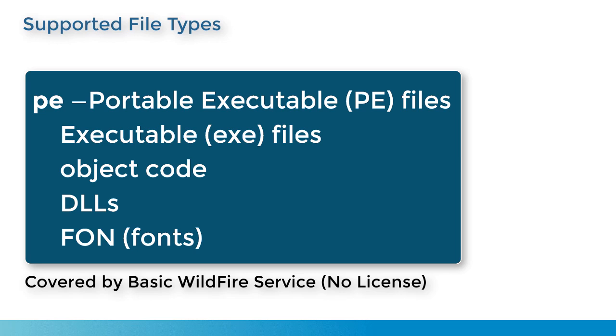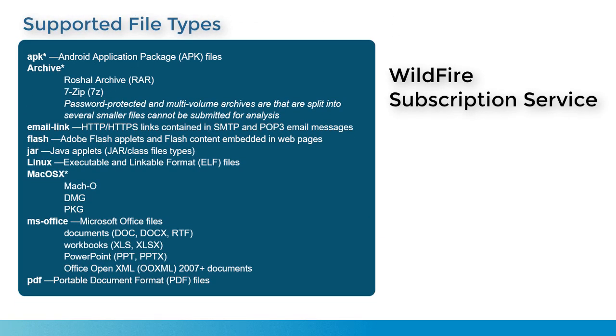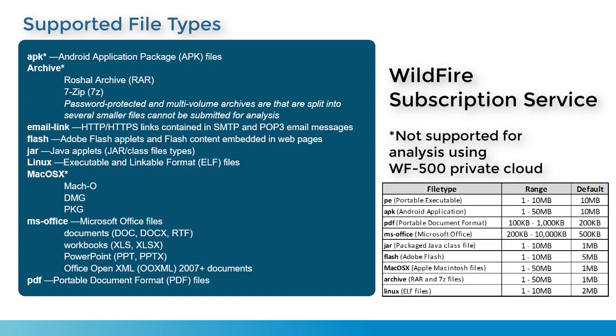If you do have a WildFire subscription license, however, you have the ability to submit all of the remaining file types: APKs, archive file types, emails, flash, jar, Linux file types, macOS, Office documents, as well as PDFs. Note, not all file types can be analyzed and have signatures created on a WF500 private cloud, so pick carefully which file types you would send to the private cloud versus the public cloud. Also, you can see in the bottom right, on a per file type basis, what the maximum range value option is, as well as the default.